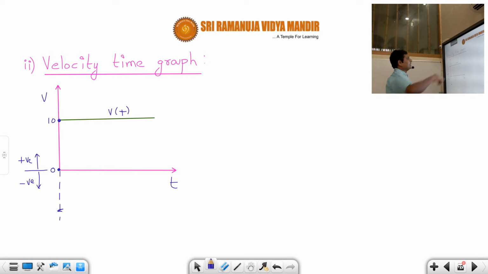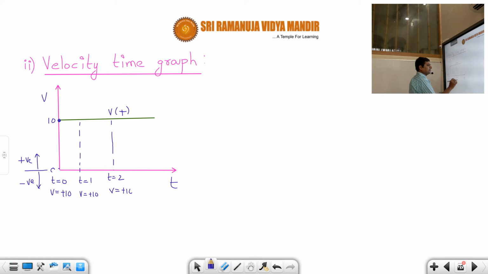But here the green color line is above the time axis. Therefore the velocity is positive, and the magnitude is 10 meters per second. Correct or not students? At every point, say at time t equal to 0 seconds, it is 10 meters per second. At time 1 second also, how much students? V equal to plus 10. At time t equal to 2 seconds, here also V is equal to how much students? Plus 10 meters per second.